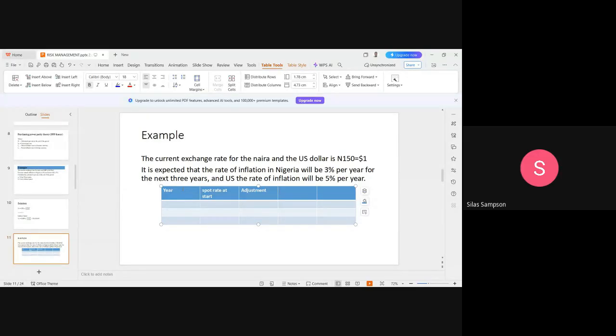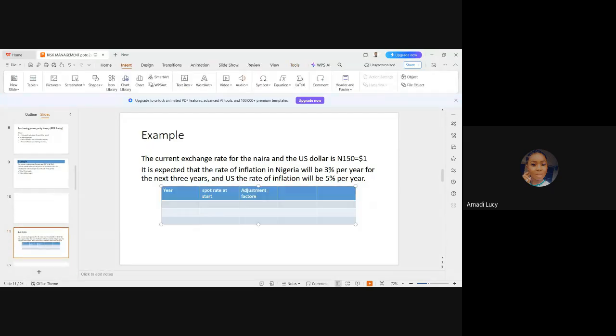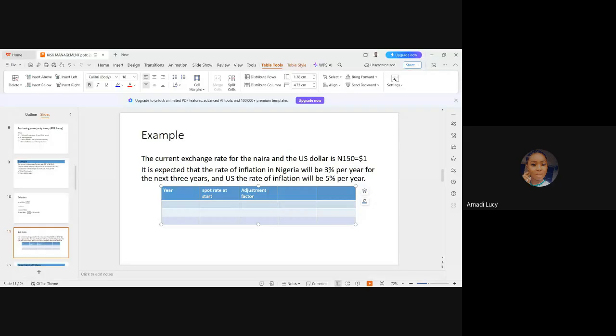So for year two now, what will happen? I think we are going to raise it to power 2 because of the yearly inflation. Very good. But I'm not sure. At what point are you lost? The first year, I'm lost. Recalculate 1.03 divided by 1.05 times 150.